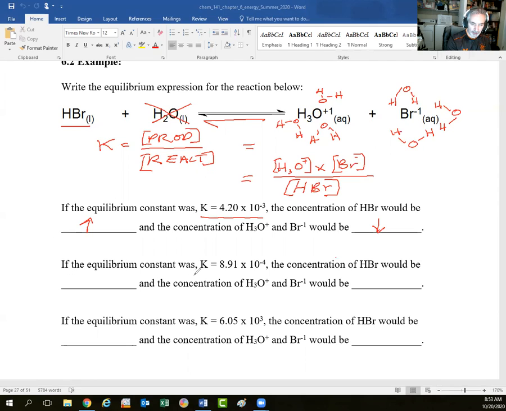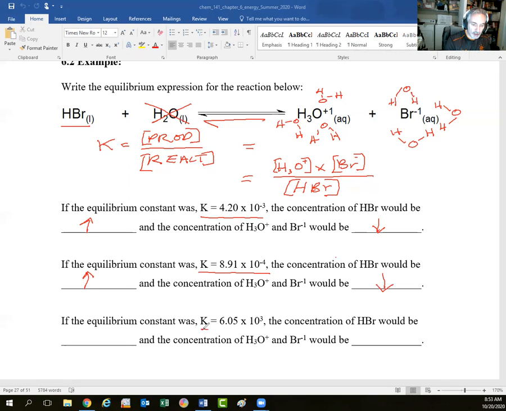The next one, an equilibrium constant of 8.91 times 10 to the negative 4. That's an even smaller value. So equilibrium is even further to the left. The back reaction is even more favored. So we have an even higher concentration of the hydrogen bromide and an even lower concentration of the hydronium ions and bromide ions. We're not sure quite what the value is. We'd need to have equilibrium concentrations of these chemicals for that.